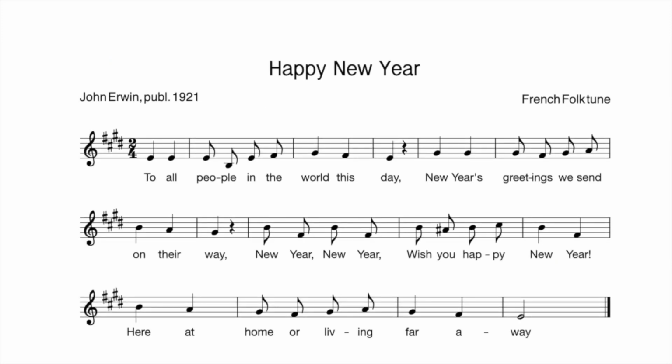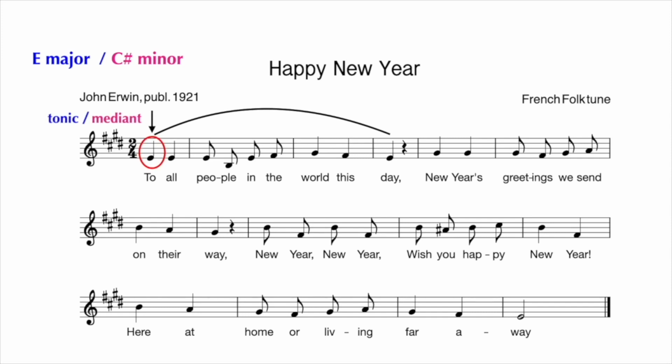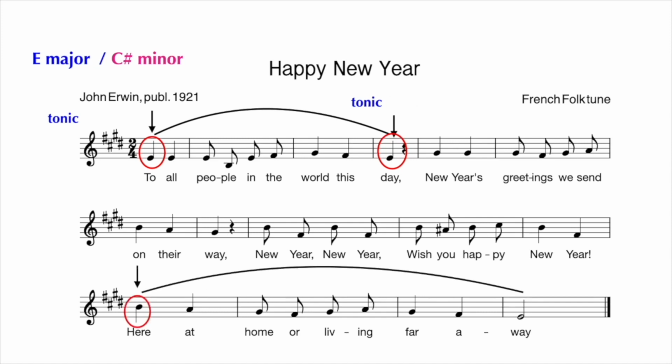Another example. There are four sharps, so it can be either E major or C sharp minor. The music starts with E, tonic for E major or median for C sharp minor. It's more like a tonic. Similarly for the end of the phrase. Assuming this is E major, let's check if it is reasonable for the last phrase too. It starts with B, which will be dominant, and it ends with E, which is tonic. It looks good, right? Oh wait, you may argue that there is A sharp here.